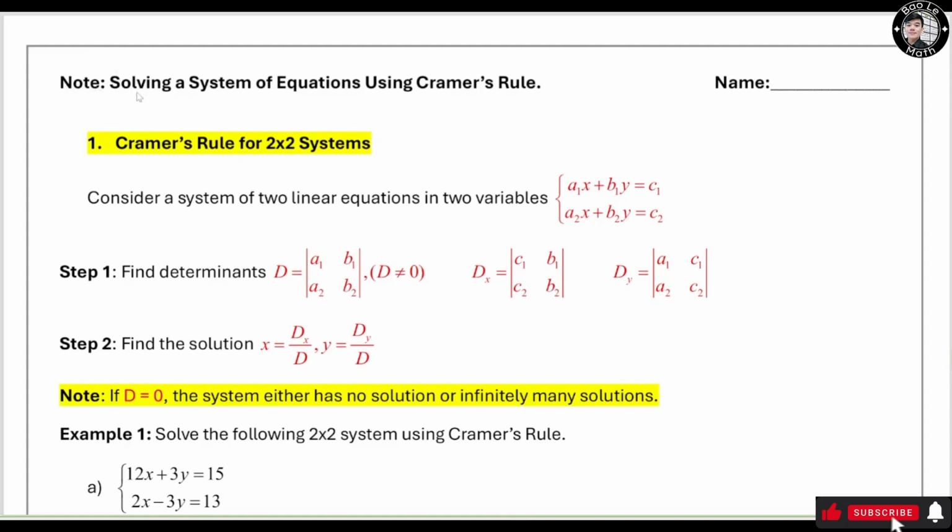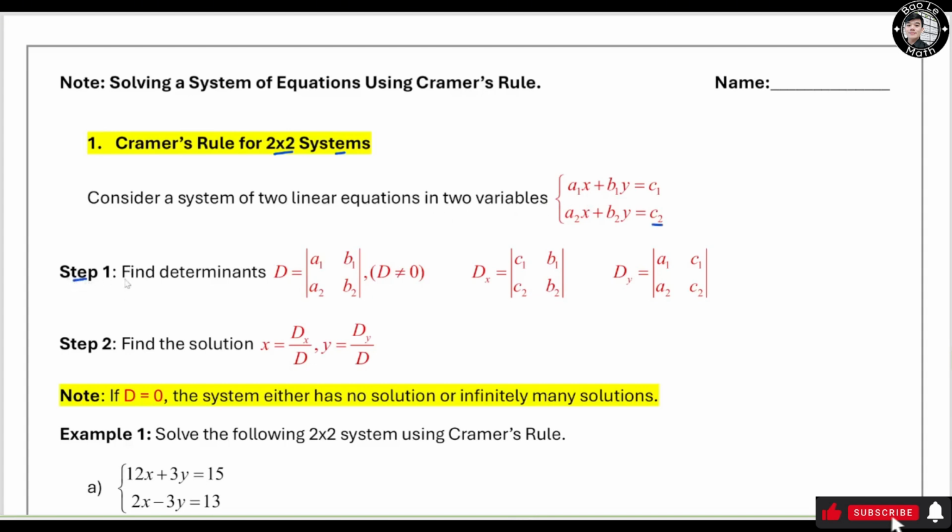Hello everyone, in this video we're going to learn how to solve a system of equations using Cramer's rule. Now first we're going to talk about Cramer's rule for 2x2 systems. Consider a system of two linear equations in two variables.